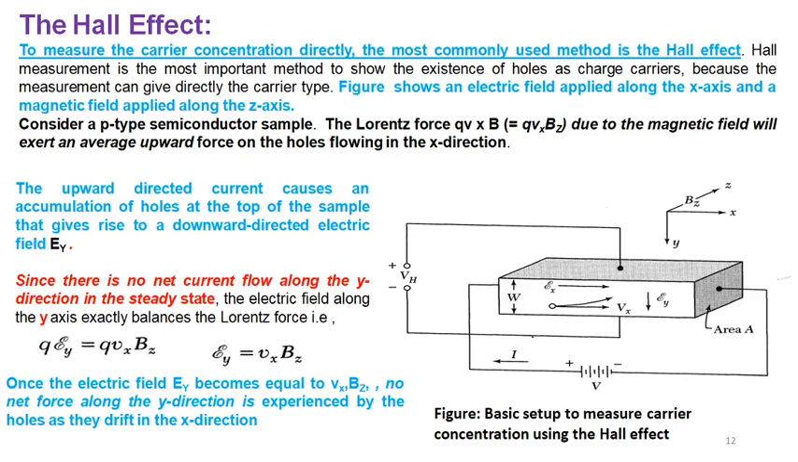at the steady state, the two forces are balanced. That is, the electric field force F equal to QE and the magnetic field force QVB. We can write the balanced forces as Q E_y, where the electric field is along the y-axis, equals Q V_x B_z, where V_x is the velocity along the x-axis in which the charge is moving, and B_z is the magnetic field along the z direction. Rearranging the terms, we can write E_y equal to V_x B_z, and we are showing all this in the figure.